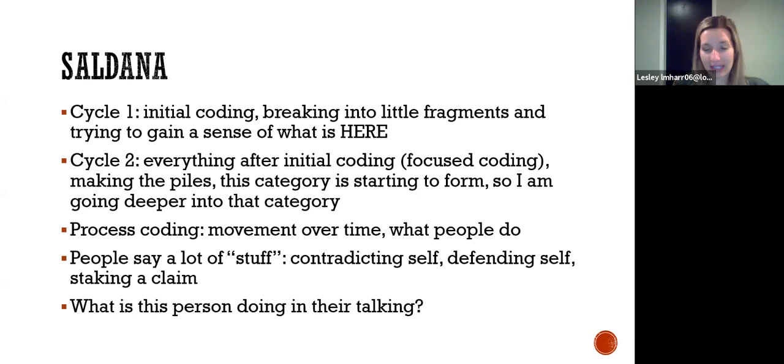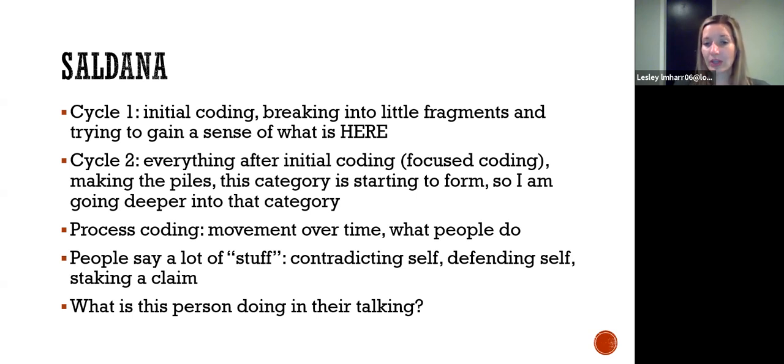He calls this process coding. So he's saying we're looking at movement over time. We're looking at what people do. And this can be at 2 levels. So people say a lot of stuff. People often contradict themselves, defending self, staking a claim. So notice that those are 3 gerunds. So contradicting self, defending self, staking a claim.